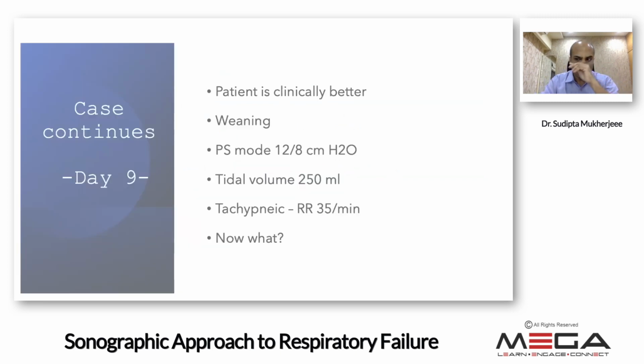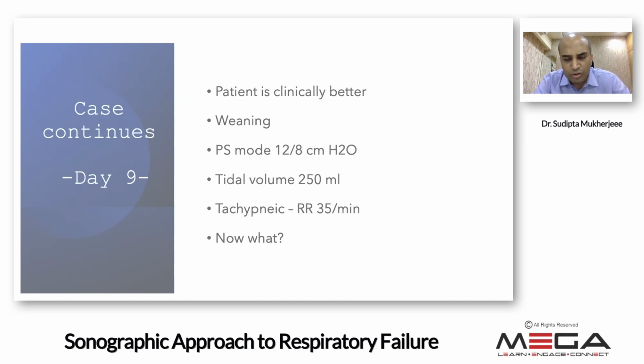So what happened to our patient? Now the patient was initially clinically better. We decide to wean this off. So we put the patient on pressure support of 12 by 5 centimeters of water, but we found that he is not able to draw a tidal volume of more than 250 ml. He became tachypneic, respiratory rate gone up to 35. So now what? What can be the cause of this?